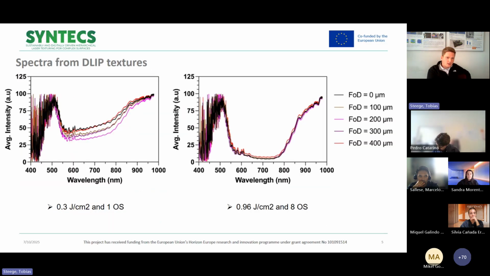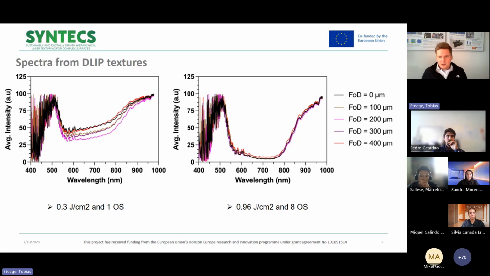So here are some results from the spectrometer for direct laser interference patterning, which is the superimposing of two beams as shown in the presentation before, for two different fluences and of course different overscans to achieve different texture depths. As you can see, these measurements were done with textures at different working positions, so out of focus and in focus. And you can clearly see there's a difference in the spectrums.